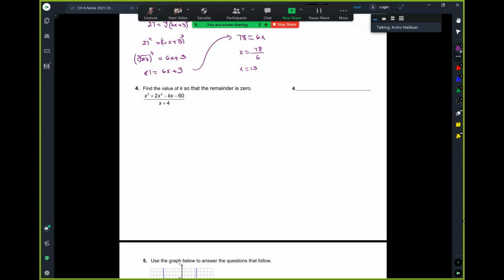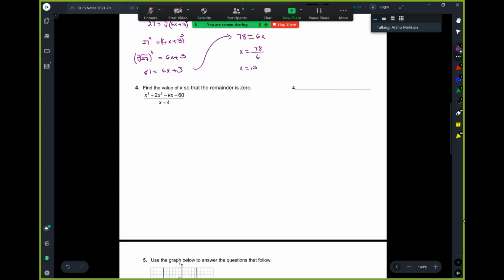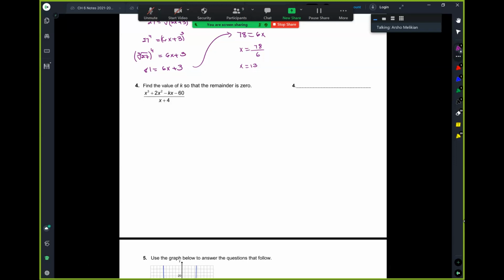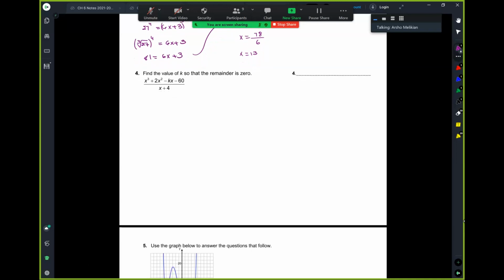All righty. Let's do some division. So find the value of k so that the remainder is 0, right? We're going to do synthetic division here because it's being divided by x plus 4, a linear binomial. Okay? So here, I'm going to have 1, 2, negative k, negative 60. And I always check the exponents. x to the 3, 2, 1, 0, all good. Negative 4 goes out here.